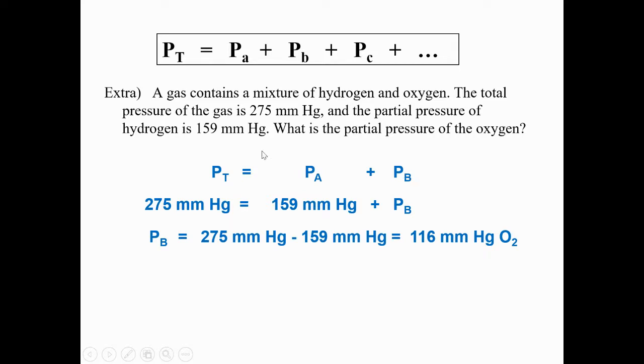Plug in what I know. I know the total is 275. I know that the pressure of A, or hydrogen, is 159. What is the pressure of B? Well, to solve for the pressure of B, to get pressure of B by itself, I must subtract 159 from both sides. So 275 millimeters minus 159 millimeters equals 116 millimeters of mercury for the oxygen.